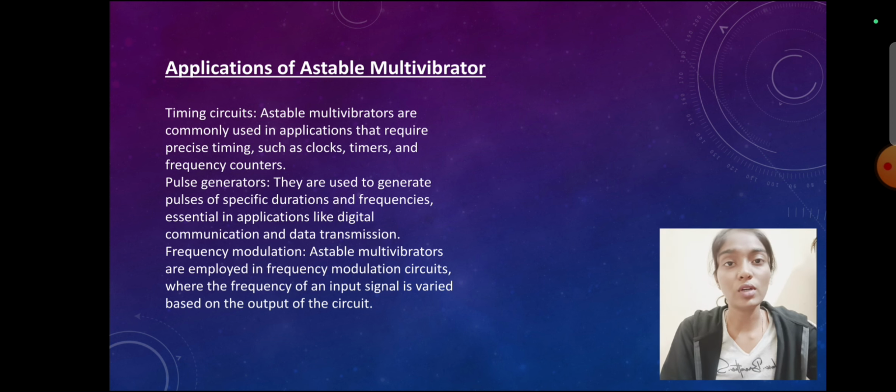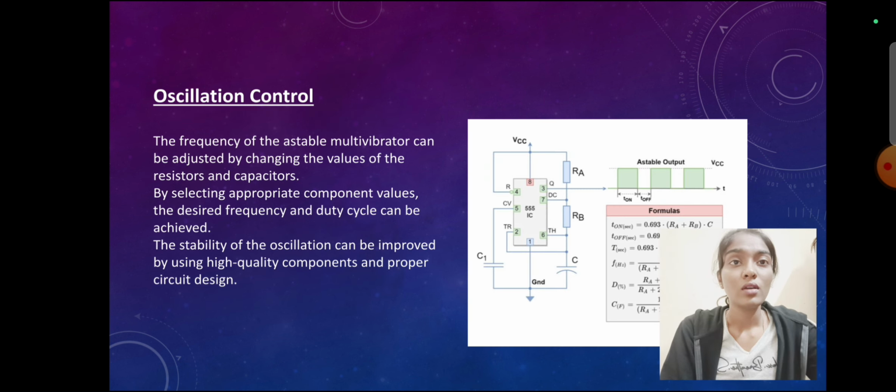Let's move forward to the next slide. Oscillation control. The frequency of the Astable multivibrator can be adjusted by changing the values of the resistors and the capacitors. By selecting appropriate component values, the desired frequency and duty cycle can be achieved. The stability of the oscillation can be improved by using high quality components and proper circuit designs.